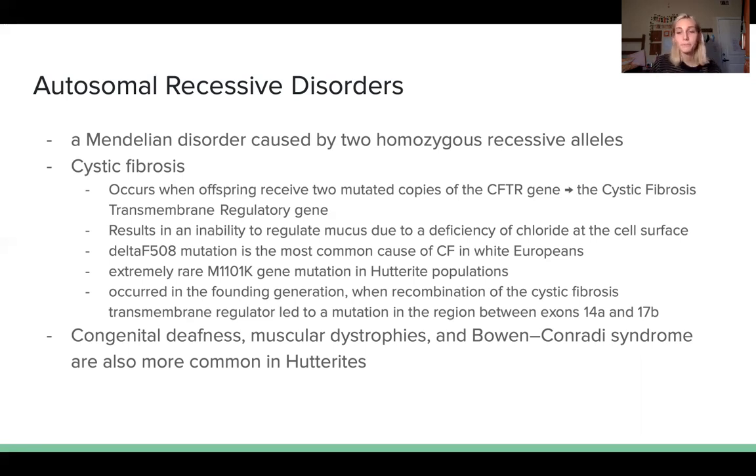to this phenotype. Some of the other autosomal recessive disorders that are particularly common in Hutterite populations are congenital deafness, types of muscular dystrophy, and Bowen-Conradi syndrome. However, cystic fibrosis is probably the most important for the sake of this investigation because it allows us to compare variants between populations.